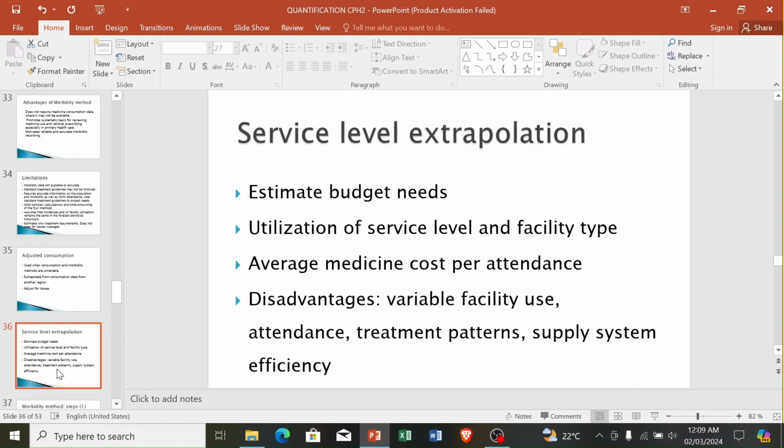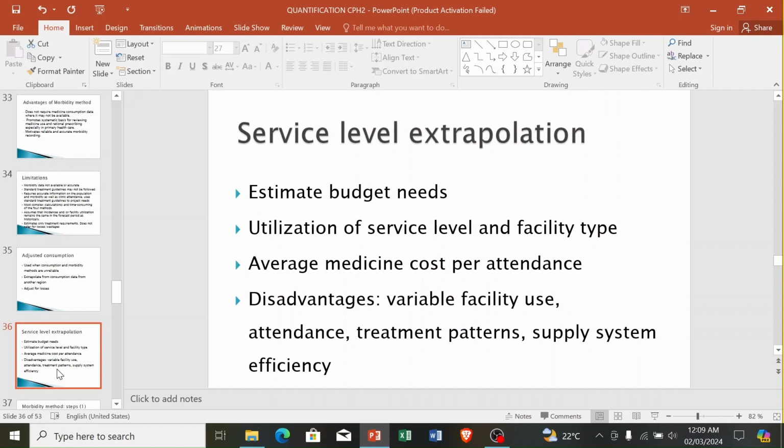level extrapolation. Service level extrapolation estimates budget needs, and then utilization of service level and facility type. And then we see the average medicine cost per attendance. So when we look at service level extrapolation, it is estimating what is needed in the facility, what cost is needed based on the type of the facility.